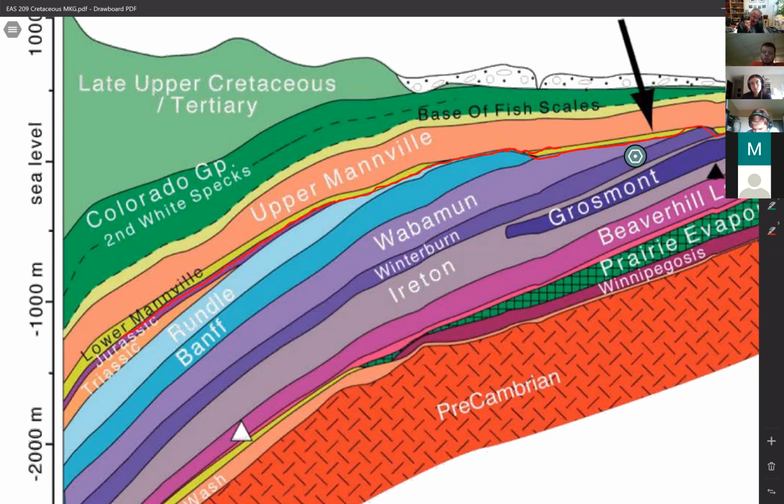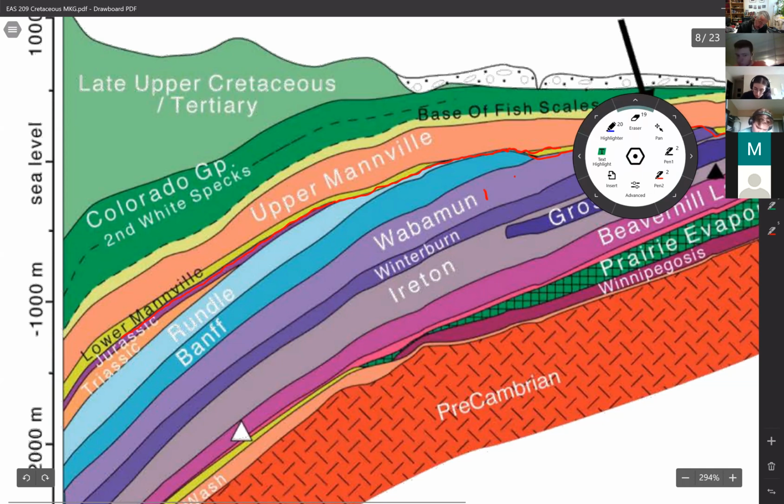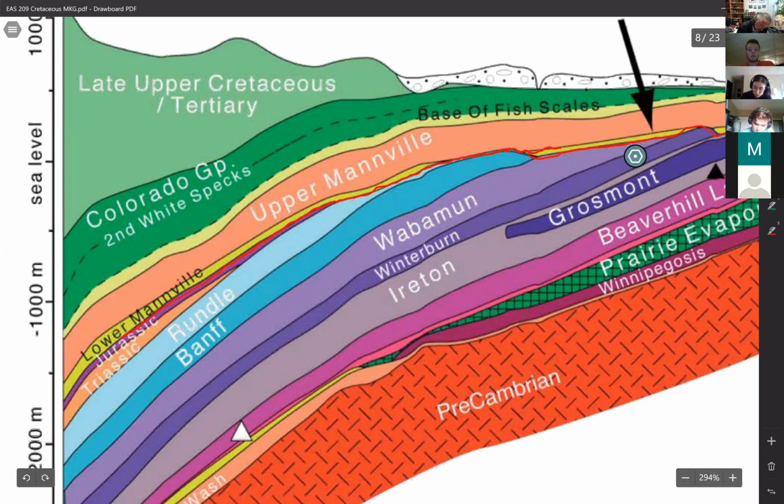And what you can see is that these units here, the Banff, for example, in the Winterburn is basically, for all intents and purposes, well, it doesn't matter, but this is Palliser in the mountains. I spelled it wrong, damn it. So that's the same as Palliser in the mountains.